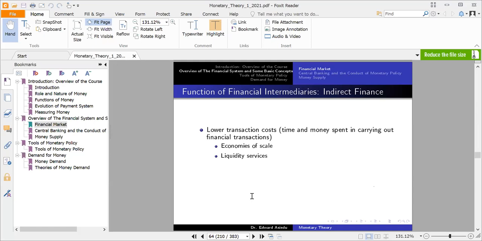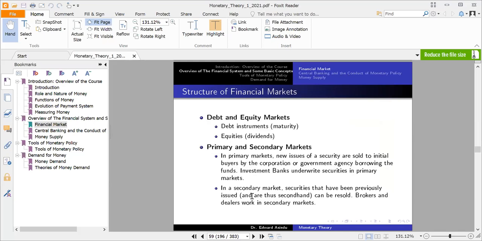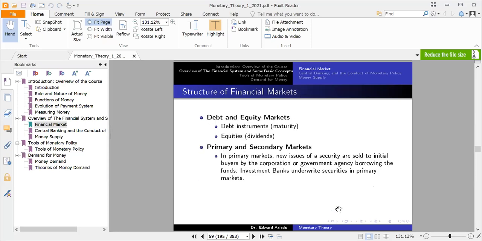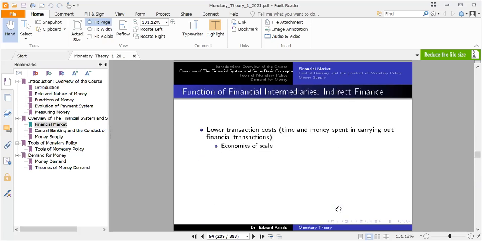The intermediary is the indirect way of investing. There was a question some minutes ago on direct financing. Why would somebody choose the indirect way through financial intermediaries and not the direct way? Financial functions of the intermediaries, the indirect finance: the transaction cost is lower, right? That is, the time and money spent in carrying out financial transactions. I give my money to a bank.